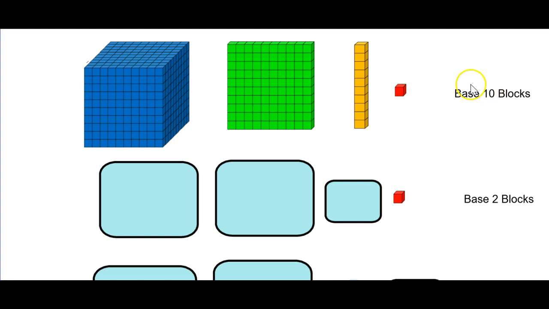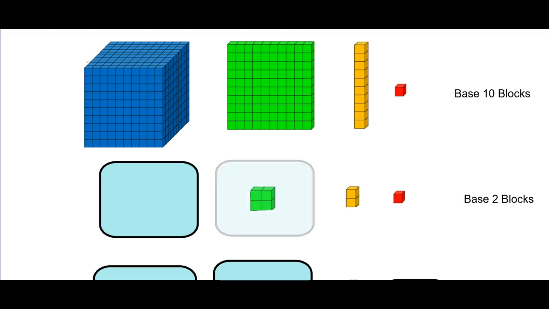Now with base 10, a rod was 10 high, and in base 2, a rod is going to be just 2 high. Once again, when I made these, I couldn't find these images anywhere online. I just went through and cut these out, so they're a little bit of a rough cut, but they work for what we need. A flat in base 10 was a 10 by 10. A flat in base 2 is going to be a 2 by 2, like that.